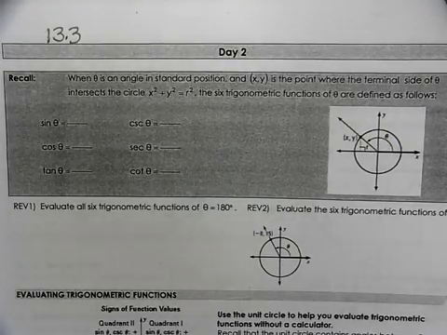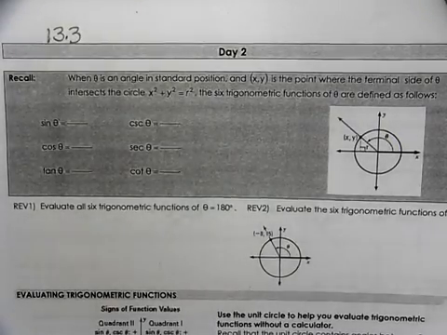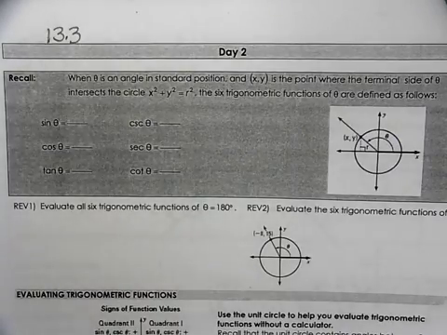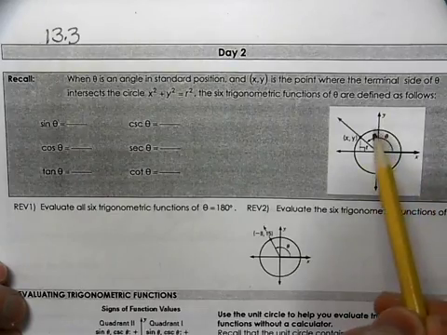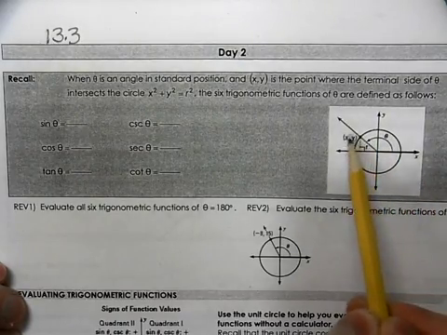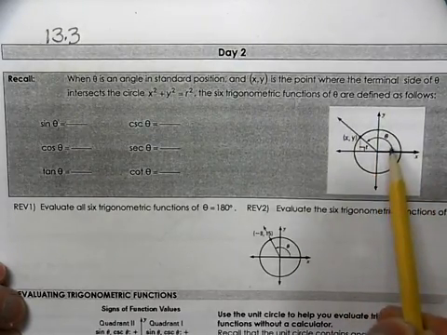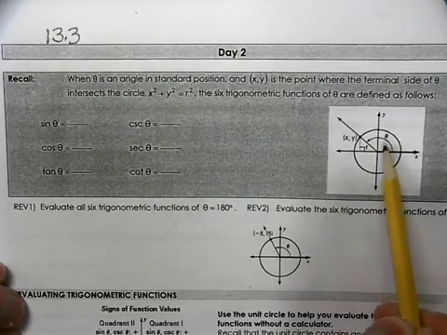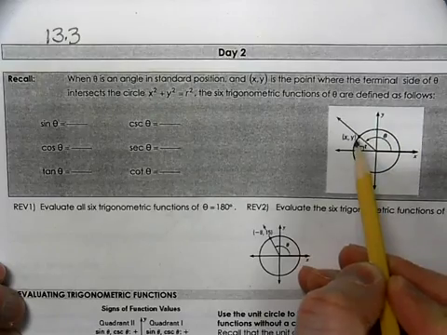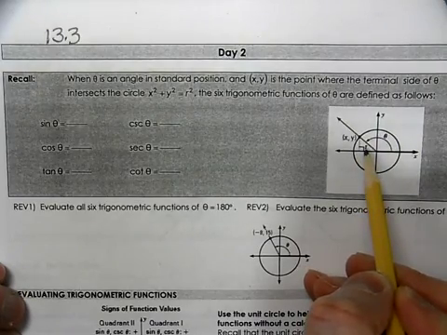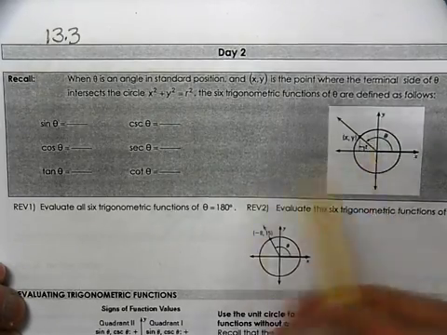This is Algebra 2 with Trig. We're looking at 13.3, Day 2. So we're going to look at a circle with a radius, with a specific coordinate. We have theta, which is the angle. Sine of theta is going to equal our opposite over the hypotenuse.